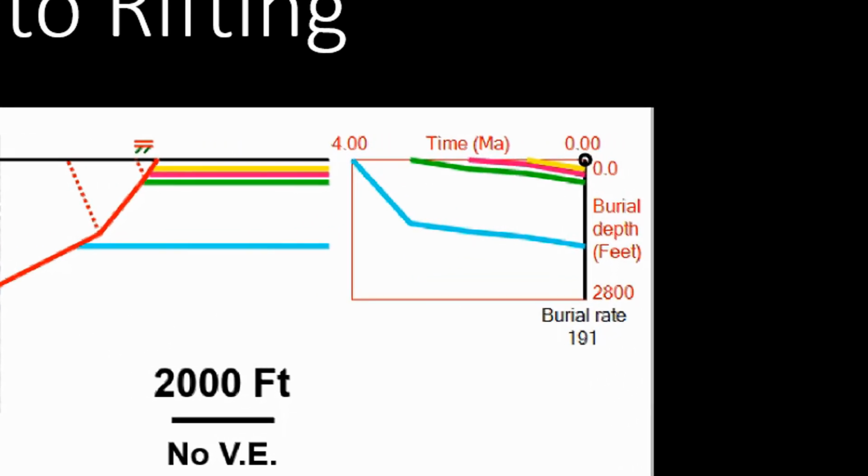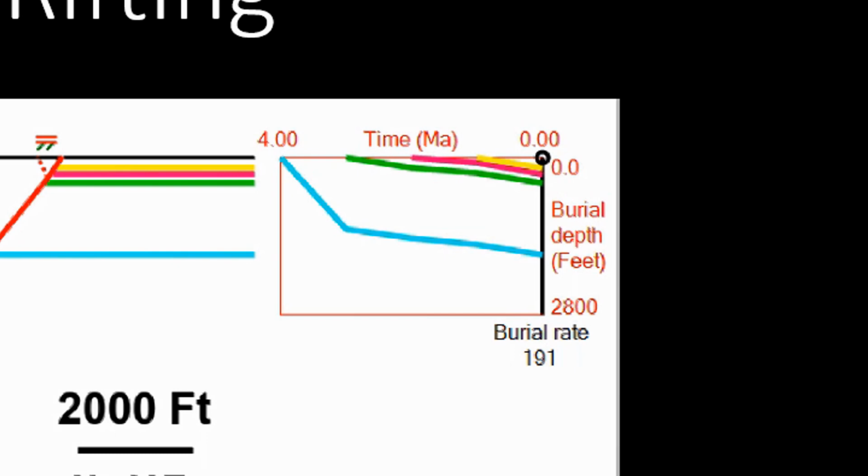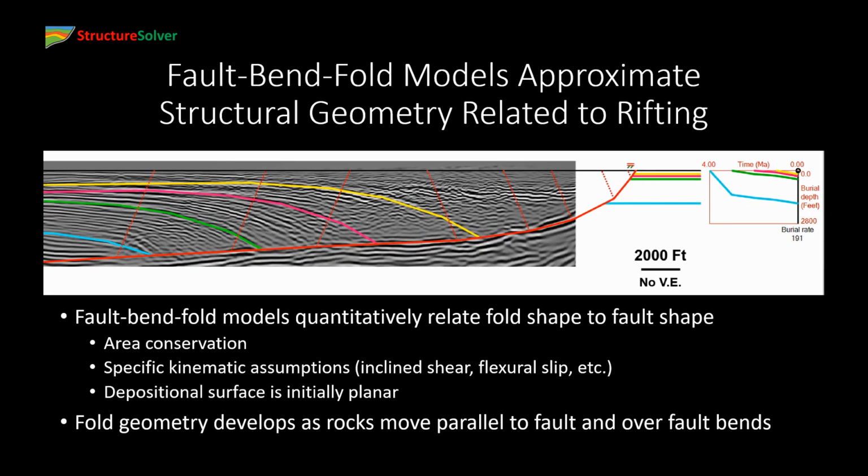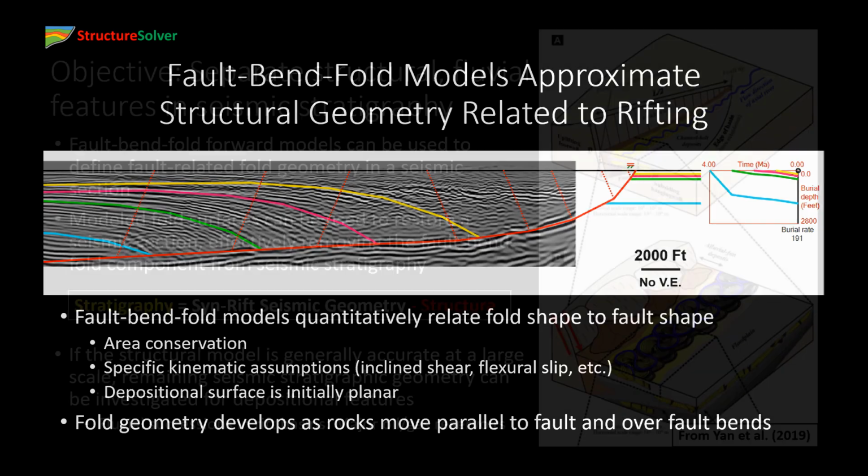At right, we plot the footwall burial history for each of those horizons that result from the model that best fits those fold shapes. The key for our purposes today is that the fault-bend fold models give us an independent estimate of the structural fold geometry that doesn't really involve directly picking seismic horizons. The model strictly computes the expected horizon geometries for a fault-related fold.